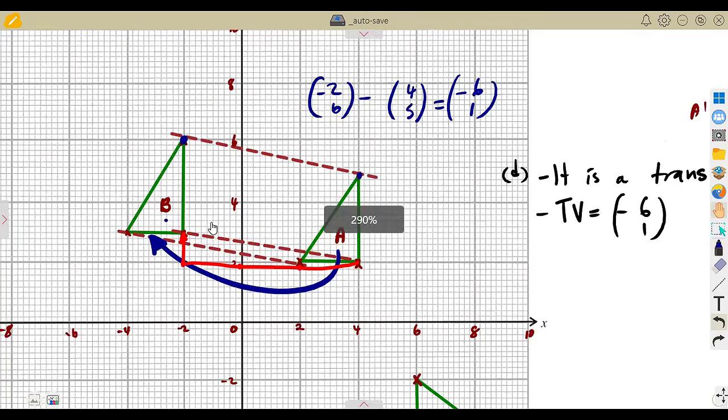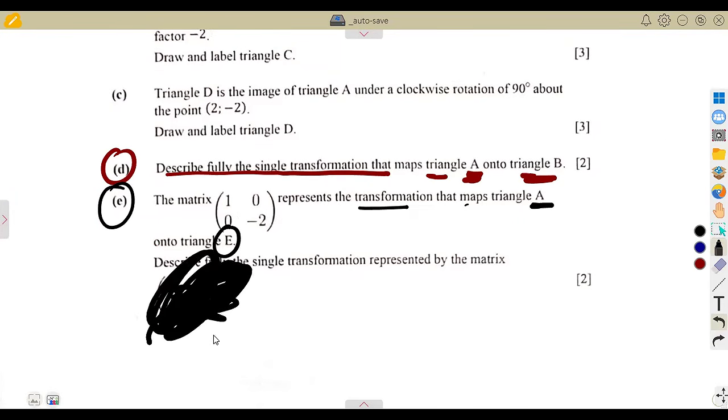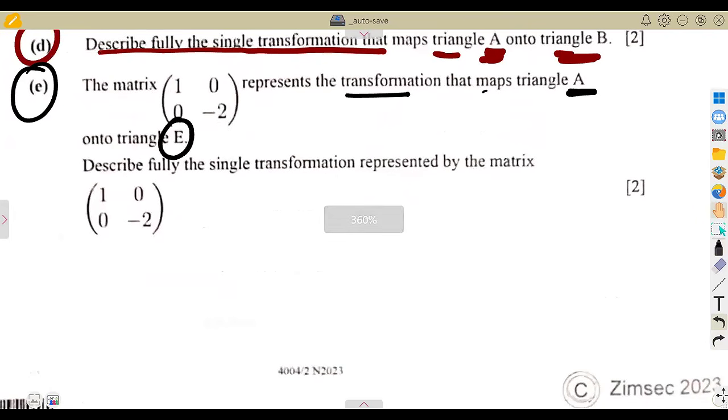Okay, so that was the part of your transformation. The matrix 1, 0, 0, -2 represents the transformation that maps A onto E. We do not even have that E, and we are not even asked to draw it. The question is, describe fully the single transformation represented by this matrix. Which transformation does this matrix represent? If you understand your transformations, each matrix, you see that this matrix is the same matrix that I referred to on a one-way stretch.